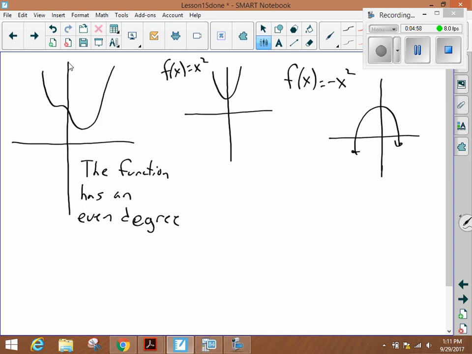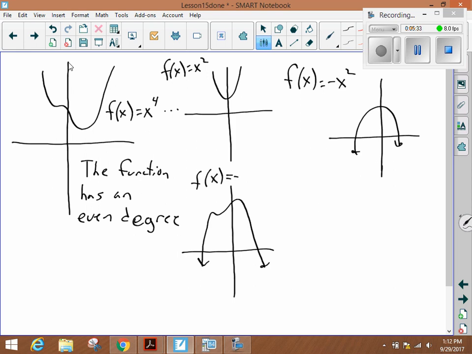Likewise, if this is quartic, so it's roughly f of x equals x to the fourth, and of course there's going to be some other stuff over here, then in order to flip it, so if I was going to take this thing and flip it, this would be f of x equals negative x to the fourth, right? Just in the same way.